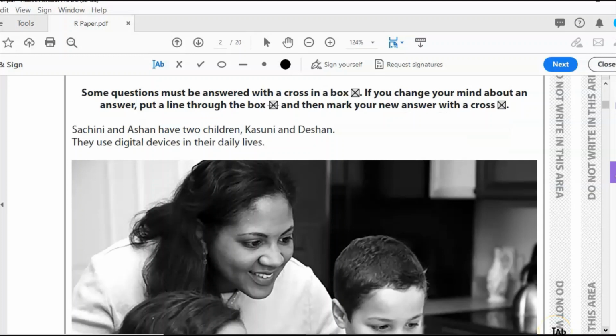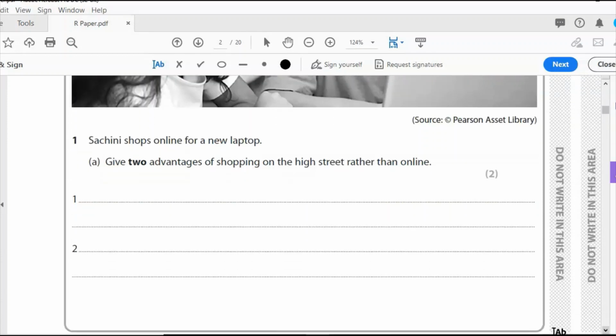Now, at the beginning of the paper, you're given a case study like this, and you must read it carefully. You've got a family, Sajini and Ishan, and their 2 children, Kazuni and Deshan. They use digital devices in their everyday lives. So straight into question 1 then.